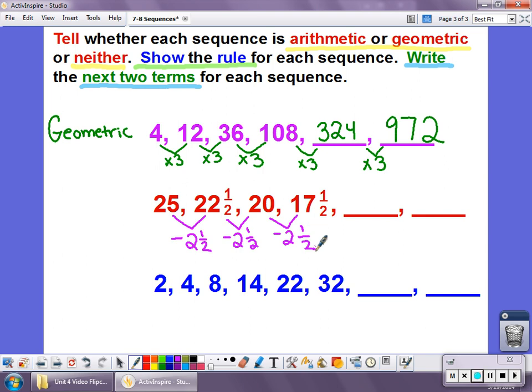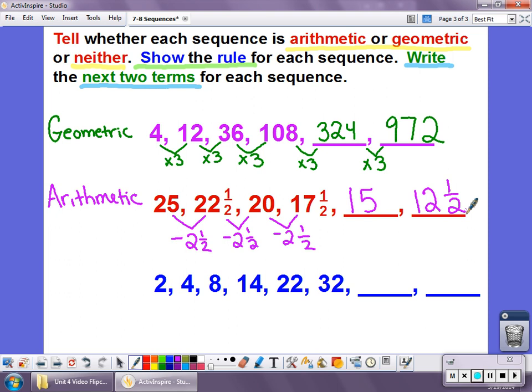So remember up here where it said to show the rule? This down here is how we're showing our rule. So because it's constantly subtracting the same number over and over again, that's an arithmetic sequence. So we'll write arithmetic. And then all I need to do is fill in my next two blanks. So 17 and a half minus 2 and a half gives me 15, and 15 minus 2 and a half gives me 12 and a half.